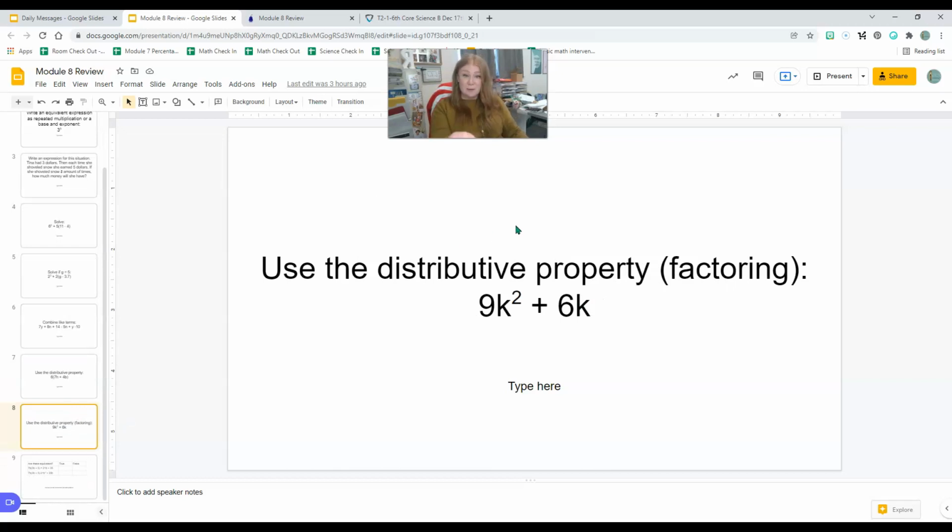Okay, here we go. So this time we're going to go backwards and pull that back out. So this, right, means 9K times K, and we're adding on 6 K's. So first I want to think of a number that goes into 9 and 6. So what can 9 and 6 be divided by?